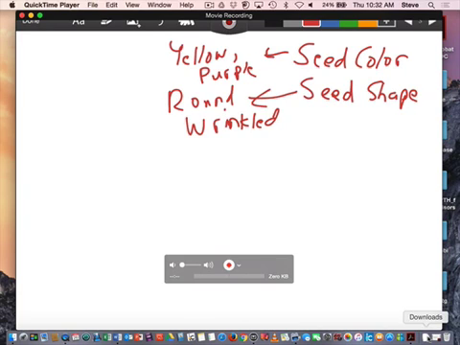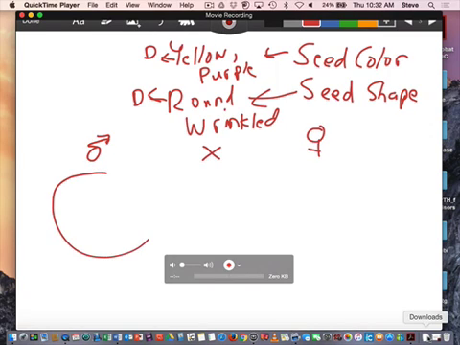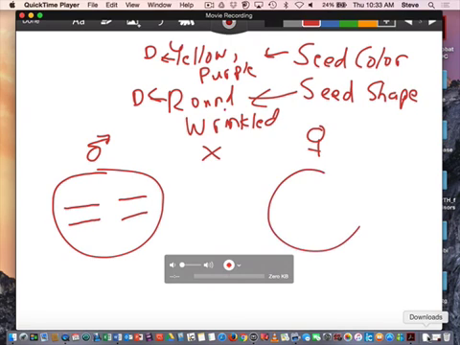So what we're going to assume here is that yellow is dominant, the gene coding for that, and round is dominant. This is the assumption, and we'll show you the genotypes. Let's imagine you have one male parent and a female parent. We are going to assume at this point that the genes coding for seed color and seed shape are on different chromosomes. That is, they are not linked, and they assort independently.